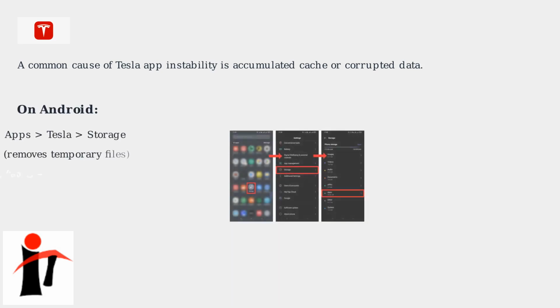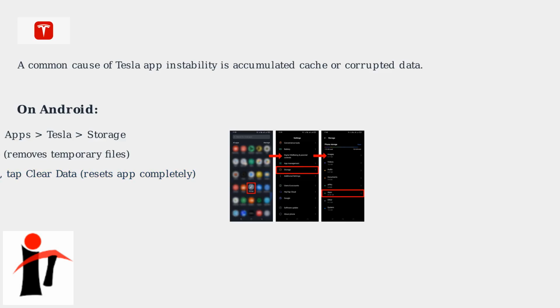A common cause of Tesla app instability is accumulated cache or corrupted data. These build up over time and can cause the app to freeze or crash. Clearing them often resolves the issue. On Android devices, you can clear cache and data directly. First, open Settings, go to Apps, find Tesla, then Storage. Tap Clear Cache to remove temporary files that may be corrupted. If the app still has issues, tap Clear Data to reset the app completely, though you'll need to log in again.